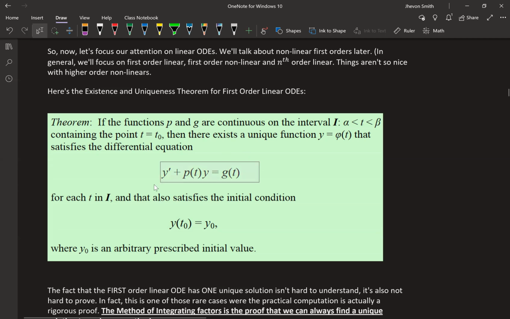An equation like this is guaranteed to have a unique solution that will fit any initial conditions that you give me. And it's going to exist and it's going to be unique.